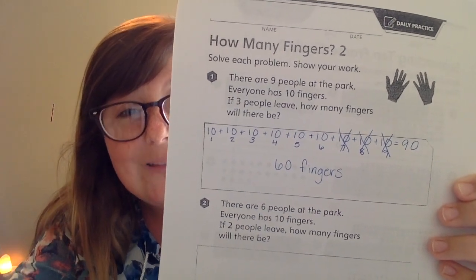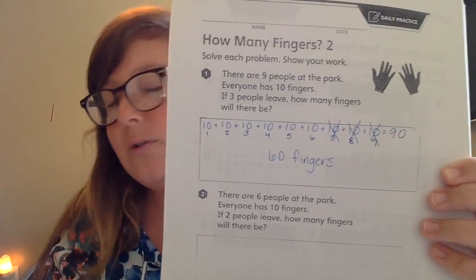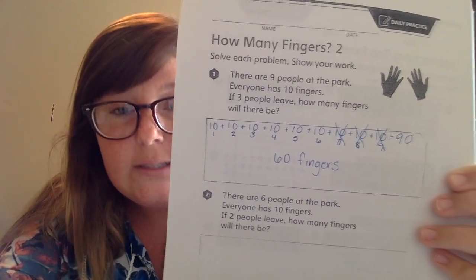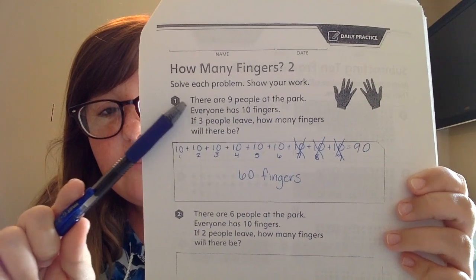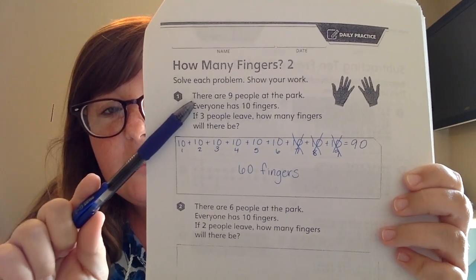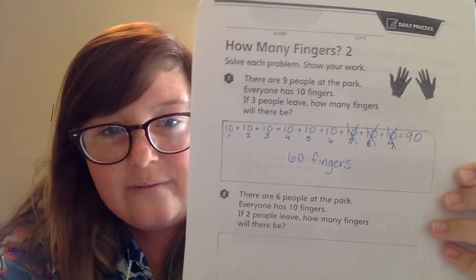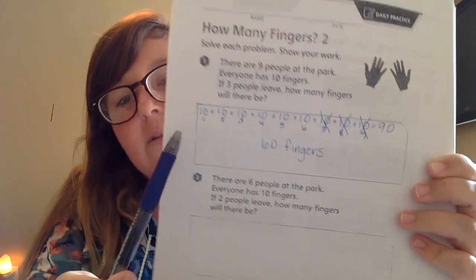If 3 people leave, how many fingers will there be? So this one kind of has 2 steps to it. We're just going to look at the first part up here first. If there are 9 people at the park, everyone has 10 fingers. So we need to solve that first, okay? So that's what I did here.